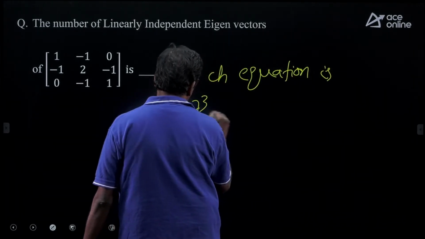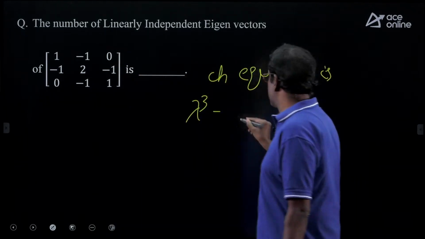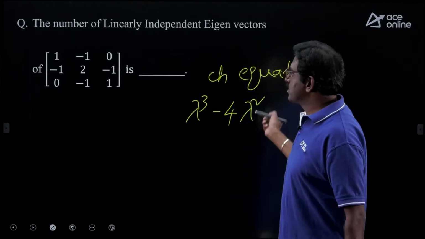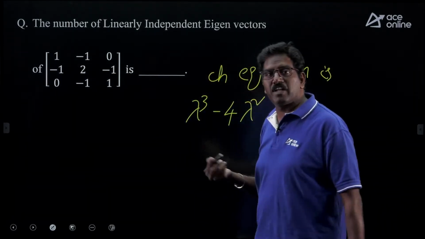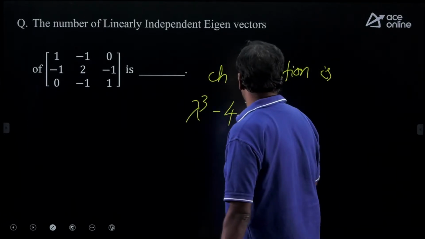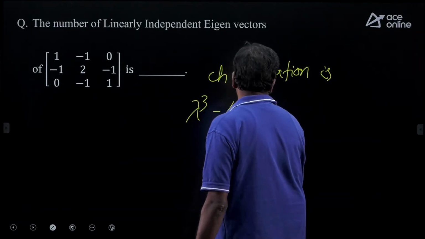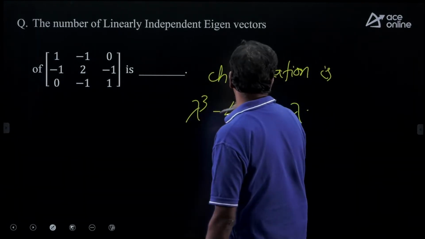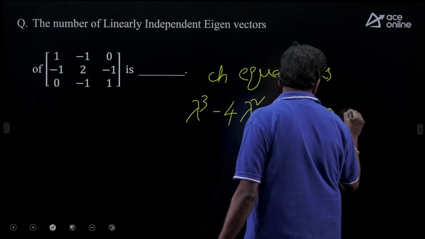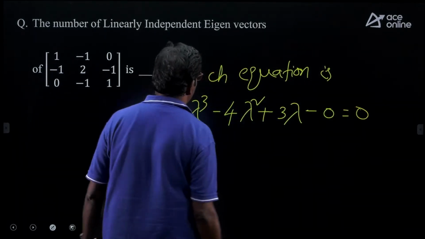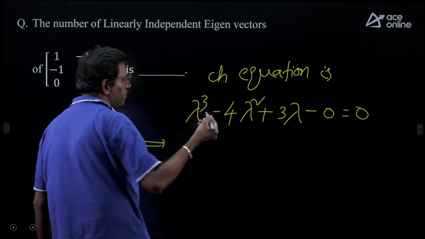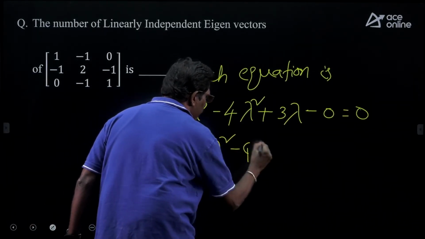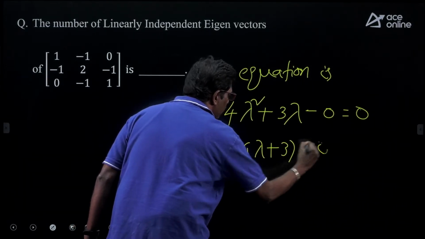Lambda cube minus trace of A into lambda square. What is trace here? 4. Plus, next minus, next plus. What it is? Sum of the minors of principal diagonal elements. What you get here? Plus 3 lambda. Next minus determinant, and the determinant you are getting 0 here, is equal to 0. This is a characteristic equation. If you solve it, take lambda common, lambda square minus 4 lambda plus 3 is equal to 0.